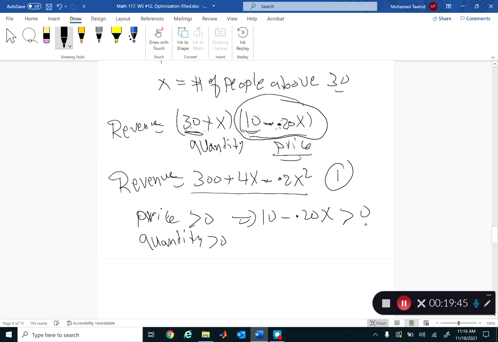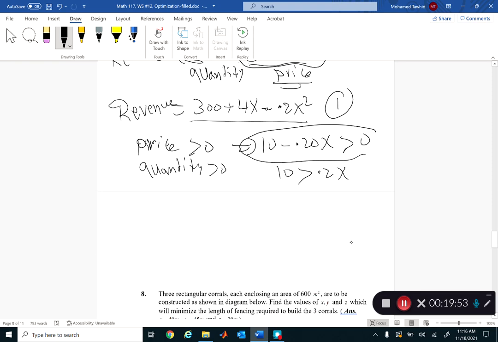If I go ahead and solve this for x, you have 10 greater than 0.2 multiplied by x. Is that correct? If I simplify this, what did you get? You will get x. Divide 10 by 0.2, you get 50, so 50 greater than x.